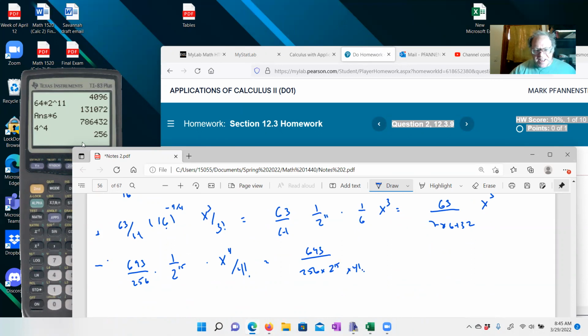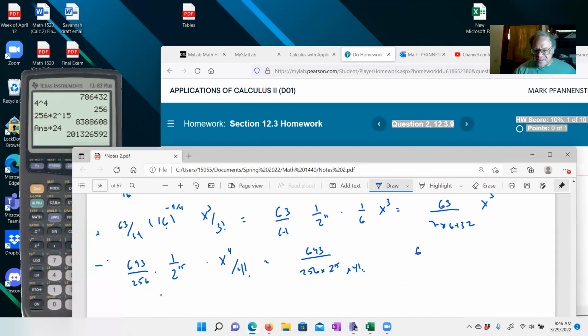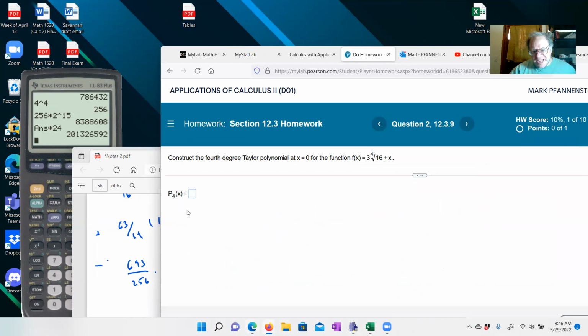Okay, so this is going to be 256 times 2 to the 15th. This is all in the denominator, so I don't have to worry too much about that. Times 24, that's 4 times 3 times 2 times 1. There we go, so that's a little number there. So that's 693 over 201,326,592 x to the 4th. Okay, and we would type that into the homework here. Hopefully we got all the digits right, and then move on.